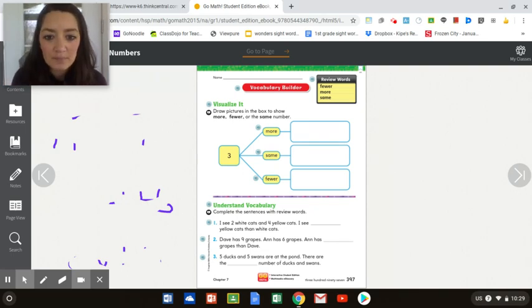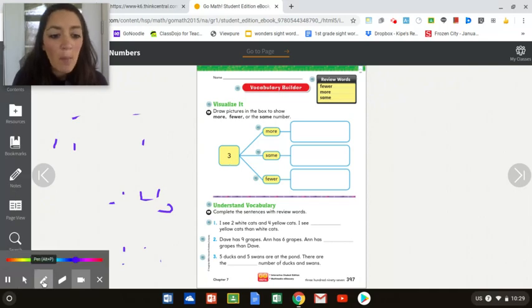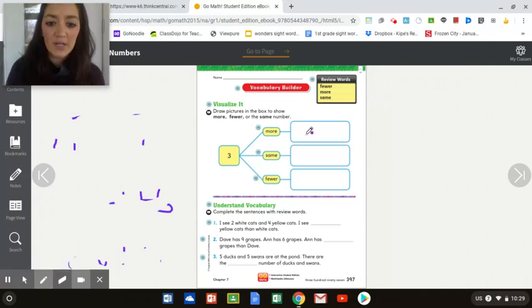So let's look at this. We have the number 3. What is more than 3? We have to draw a picture. Well, I need to know more. So it's going to be any number that's greater or any number that's bigger than 3. So we could do 4.